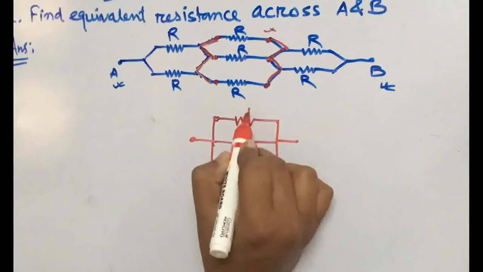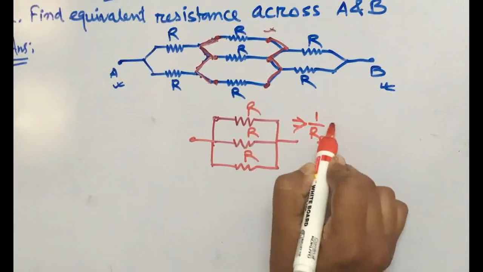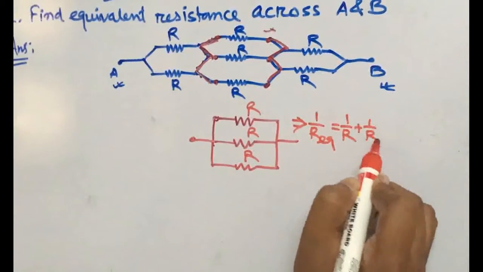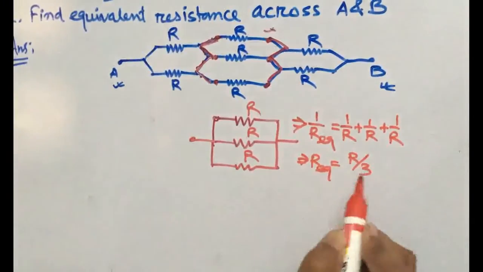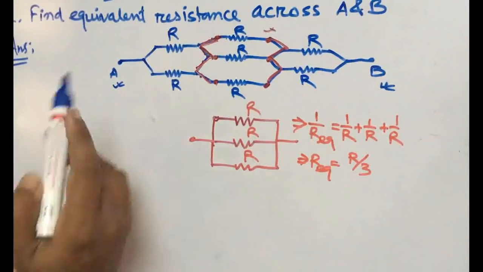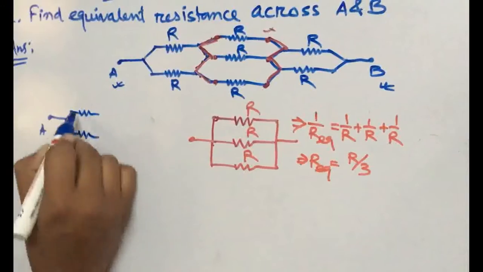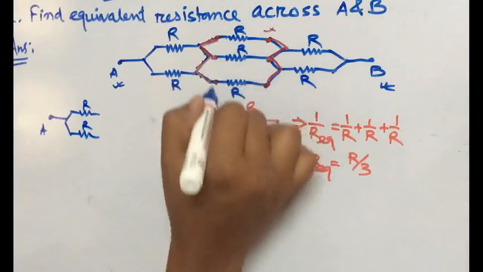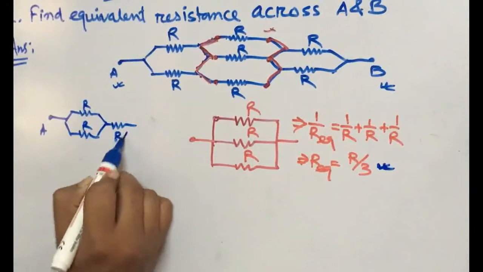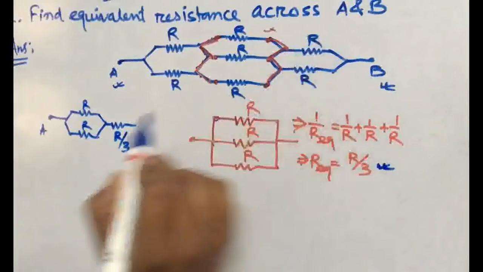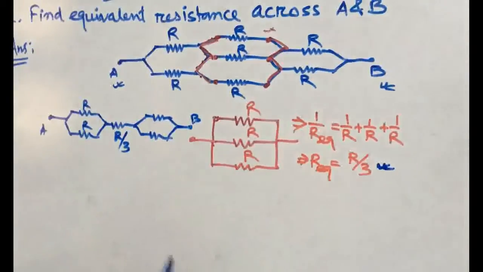If these 3 are in parallel, what will be the equivalent of these 3? 1 by Req equals 1 by R plus 1 by R plus 1 by R, so Req equals R by 3. So we can draw the circuit again like this. This is R, this is R, and we represent these 3 resistances by a single resistance of R by 3. R by 3 will come here, and after that these 2 resistances will come, and this point will be B.